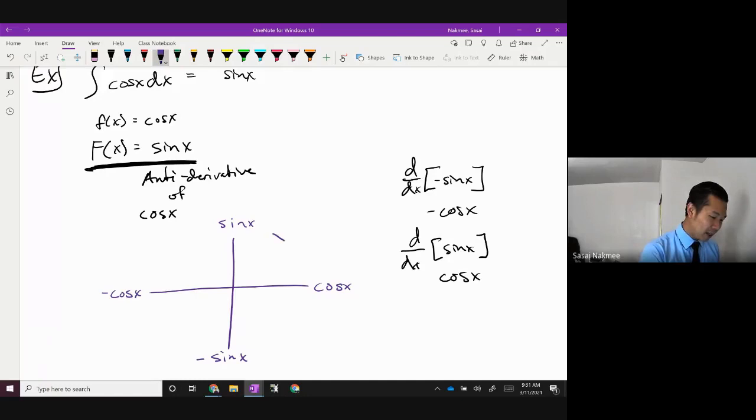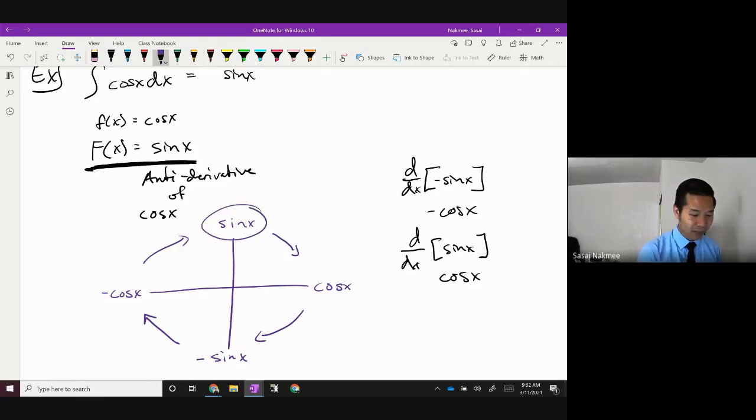If you go in a clockwise manner, you can actually figure out what the derivative of the function that you're dealing with is. So if I was dealing with sine of x and I was asked to take the derivative of sine of x, that's just equal to cosine of x. If I was already at cosine of x and I was asked to take the derivative of that, I'd end up at negative sine. And if I was at negative sine, the derivative of negative sine ends up at negative cosine, and it goes all the way around in a circle.